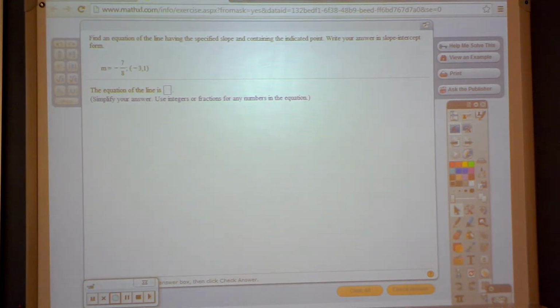Find an equation of the line having the specified slope and containing the indicated point. So what do they give you? They give you the slope. They give you a point and a what? Slope. Do they give you the slope? Because it says m equals, and then what is m? Slope. M is equal to -7/8, and then what is in between there? A semicolon, meaning that's the slope. What's after the slope? A point. What is it?